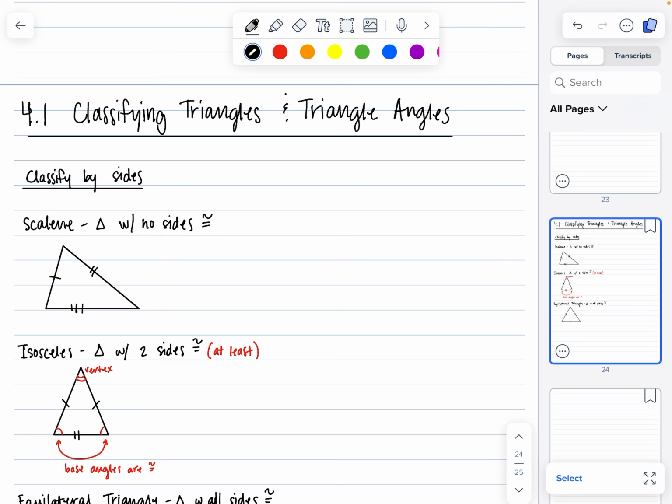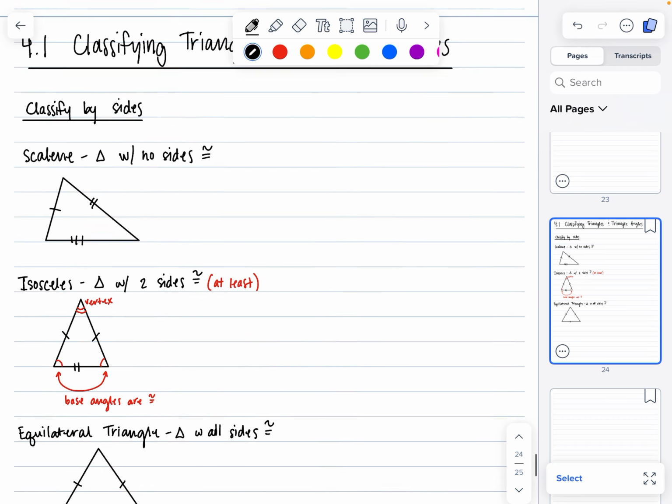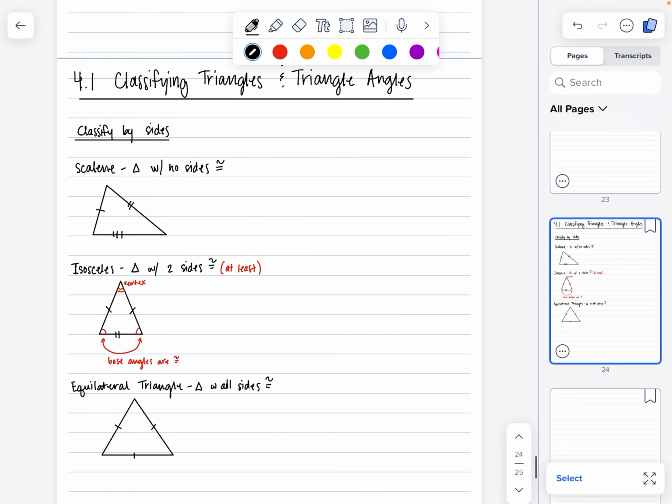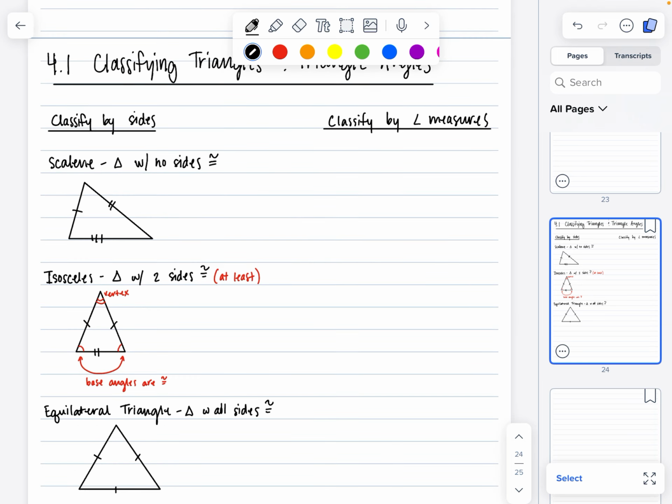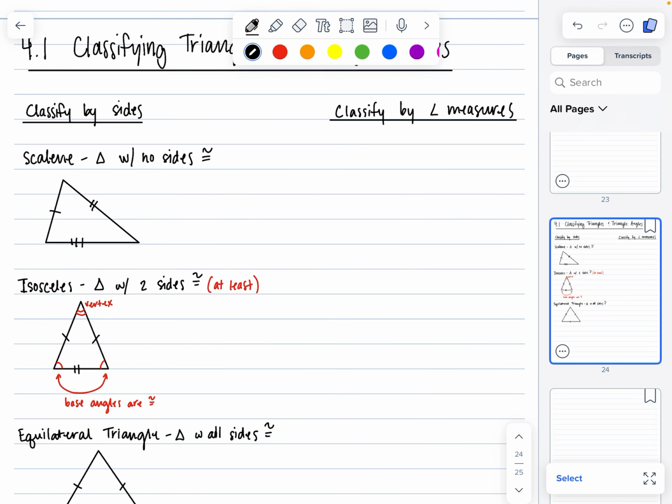Well, what about angles? So we could classify also by angles. Let's just go ahead and start doing it. Classify by angle measures. Okay, and let's go ahead and underline this one. And let's start classifying. First one is acute.